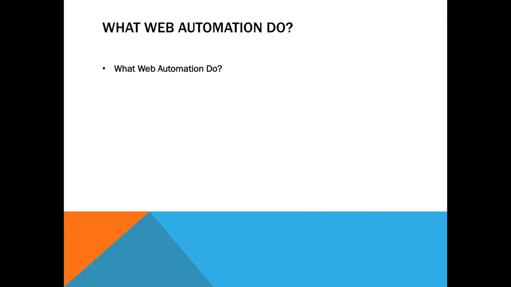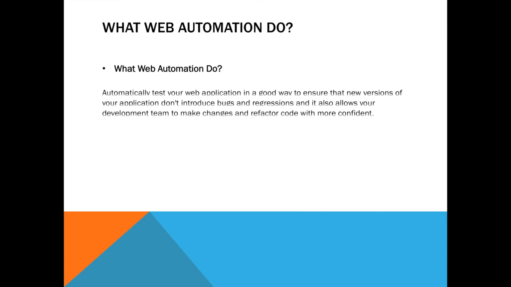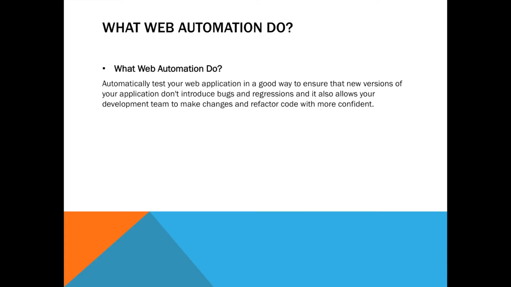So, what does web automation do? It automatically tests your web application in a good way to ensure that new versions of your application don't introduce bugs and regression. And it also allows your development team to make changes and refactor code with more confidence.